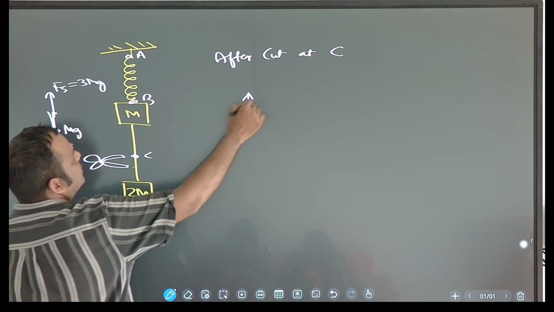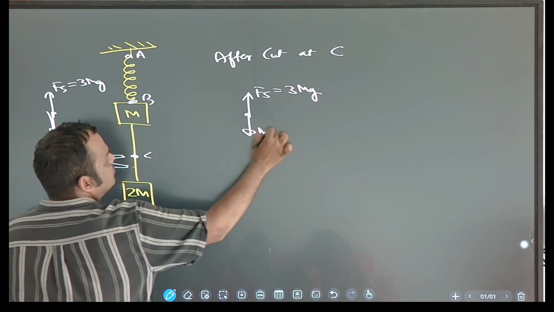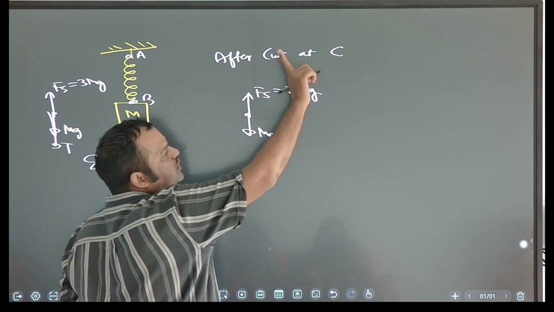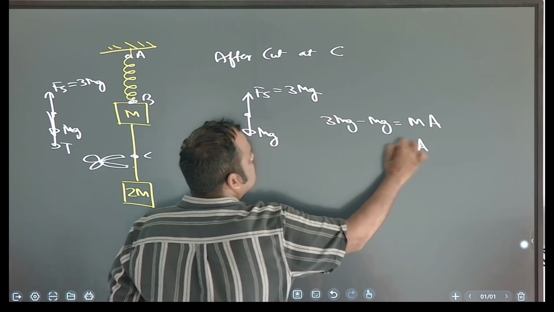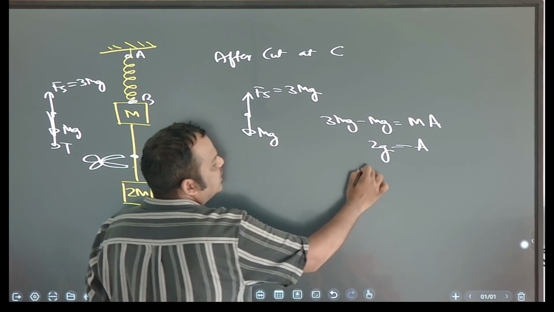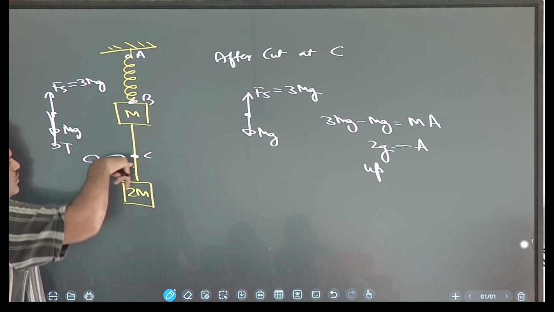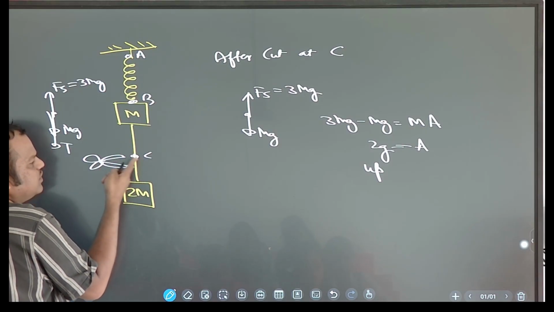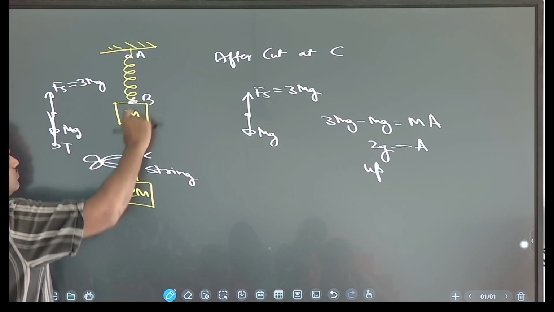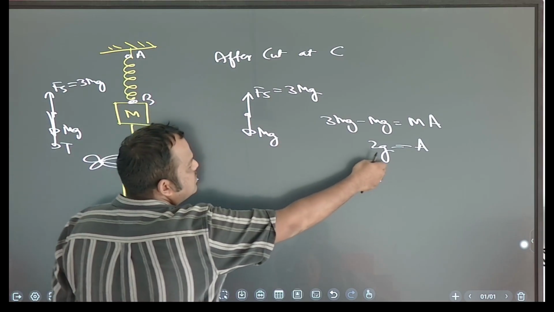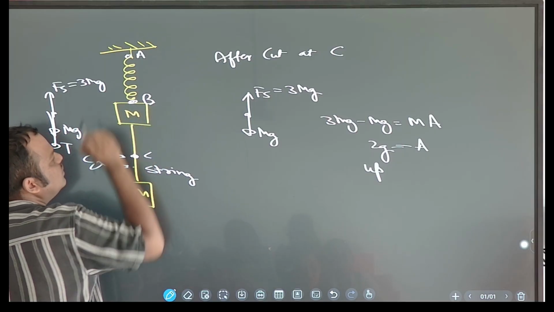So for this block, what is the upward force? Fs, 3 mg. Downward force, mg. So acceleration will be upward. So 3 mg minus mg is equal to ma. So what is the value of a? 2g. Direction upward. Very good. So immediately after you cut string at C, acceleration of M is 2g upward.